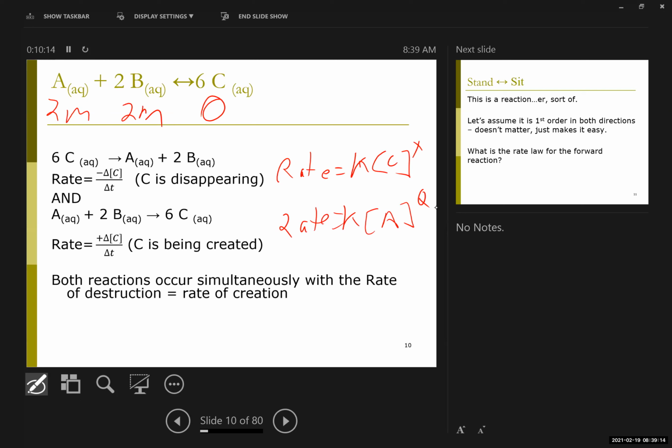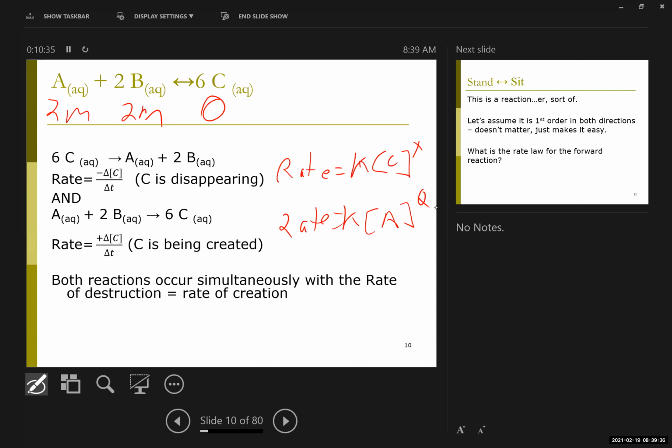But like any reaction, I'm changing the amounts as the reaction occurs, right? If I make products, I have more C and less A. If I run the reverse reaction, I have less C and more A. And so my rates aren't constant, right?